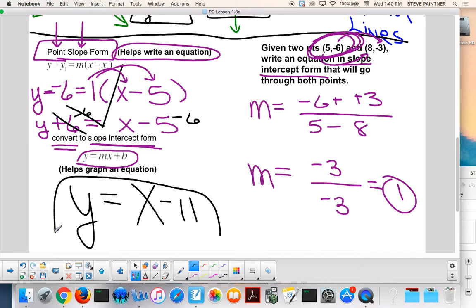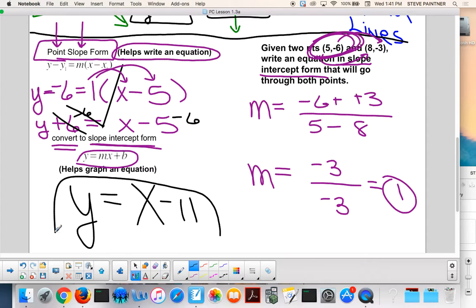And again, why do we want to put it in this form? It says right here, helps graph an equation. Yeah, that's why you do it, because you know you're going to graph it eventually. That's pretty much what you were supposed to have read last night. And maybe you didn't, maybe you did. I don't know.